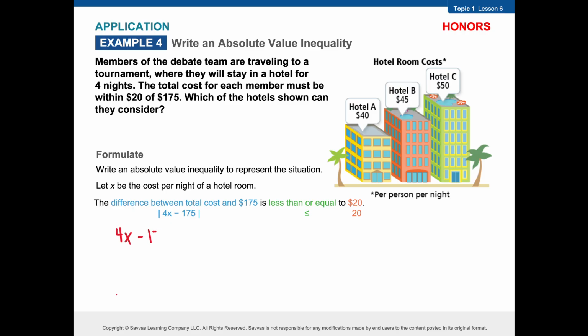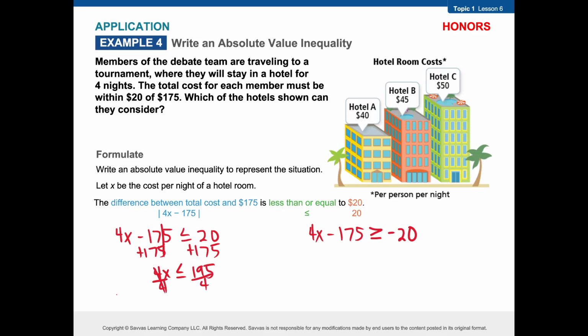So my first inequality that I'm going to have to solve, 4x minus 175, less than or equal to 20. And then 4x minus 175, flip your inequality symbol and make 20 negative. Add 175, add 175. 4x is less than or equal to 195. Divide by 4. 195 divided by 4, 48.75.